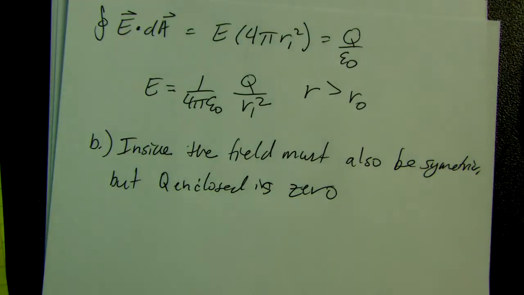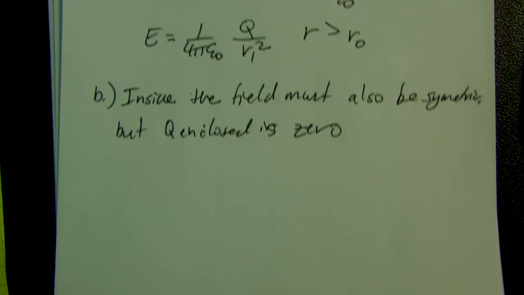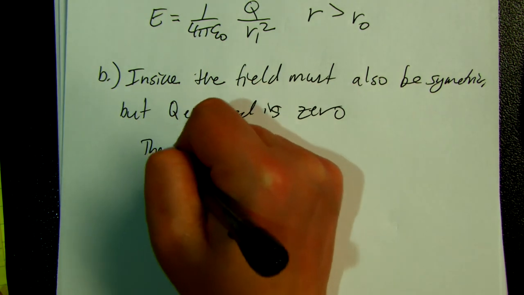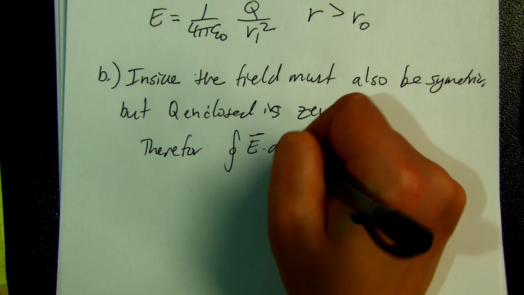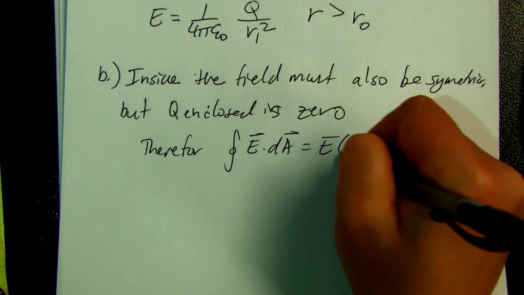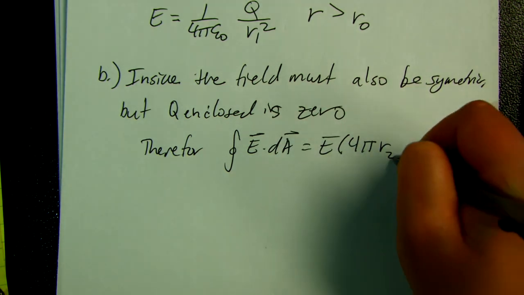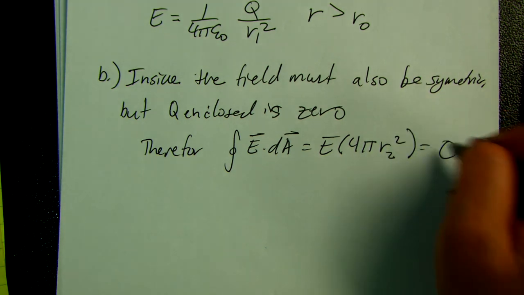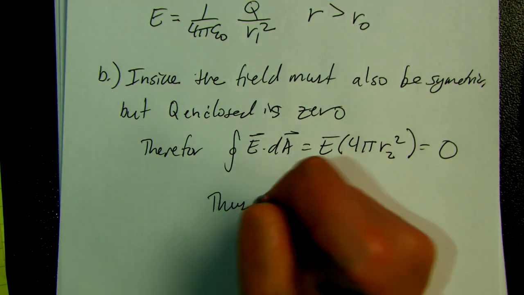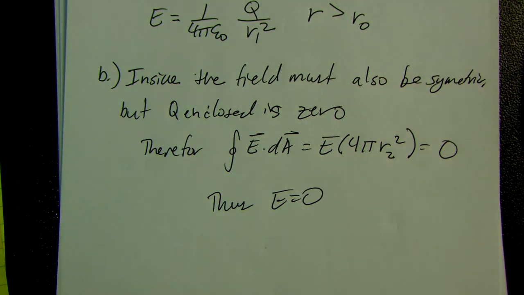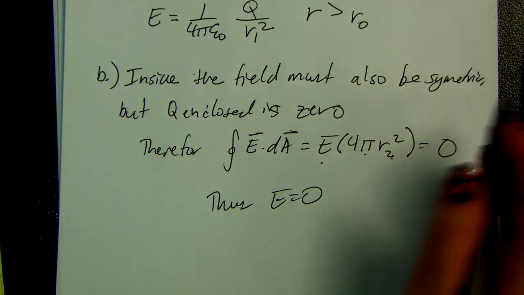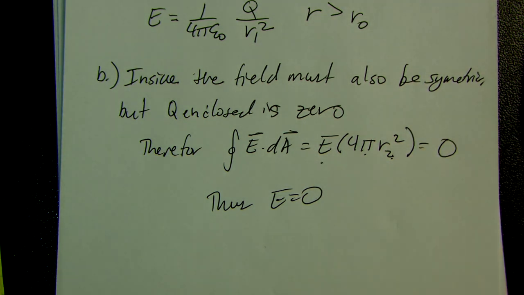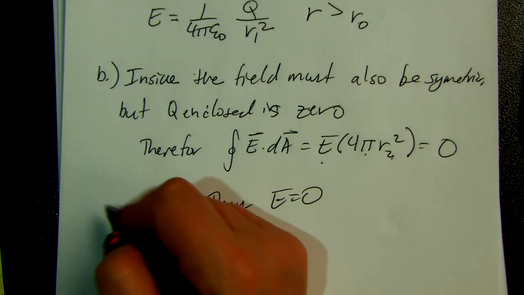So we can see, therefore, the surface integral E dot dA is equal to E times 4 pi R2 squared is equal to 0. Thus, E is equal to 0. Because this is non-zero, therefore it must follow that E is 0. And that is because there is no charge enclosed within this surface.